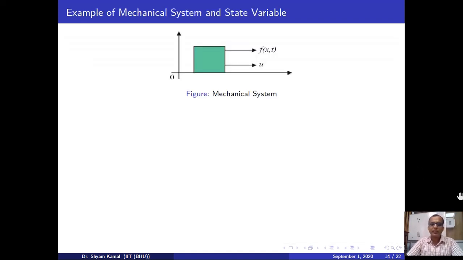Now let us come to one mechanical system. In this part I am going to show that state space representation is not unique. First I am going to show it using one very simple example. So I have taken the example of a mechanical system. Here I have assumed that force is very general, so that is a function of time and x.